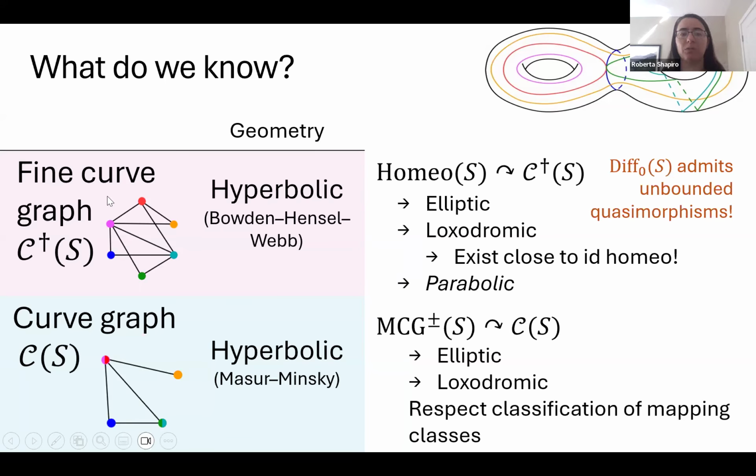And in fact, when we restrict ourselves to smooth curves and we have the diffeomorphism group acting on the smooth fine curve graph, we get that Diff naught of our surface, which is all diffeomorphisms isotopic to the identity, actually admits unbounded quasimorphisms, which is pretty different when it comes to manifolds of various dimensions. And this is for compact surfaces. So here we have this very unexpected result for diffeomorphism groups that was obtained by Bowden, Hensel, and Webb.